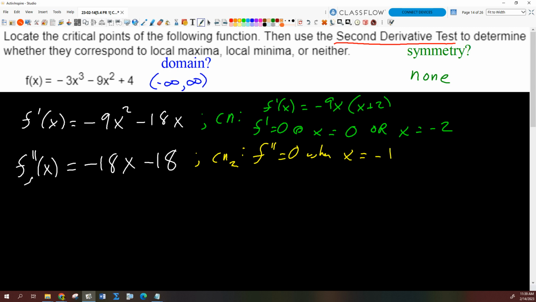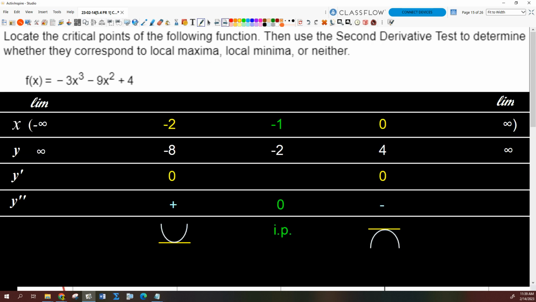Okay, so now we've got our functions here. We could go ahead and make a table out of this, right? We've got our critical numbers. We know what the domain is. We know there's no symmetry. So let's go over here and make a table and let's discuss this.